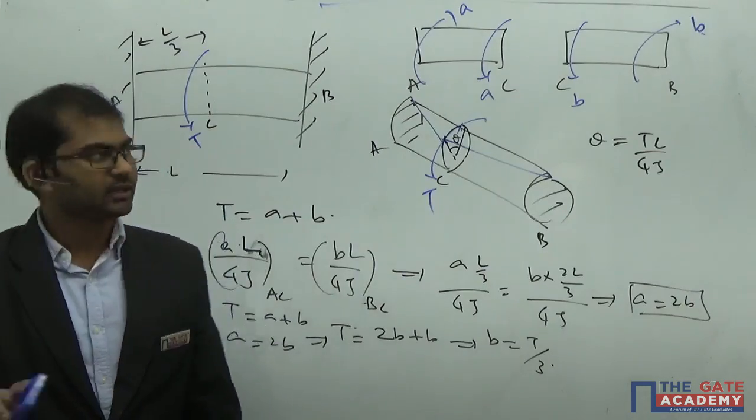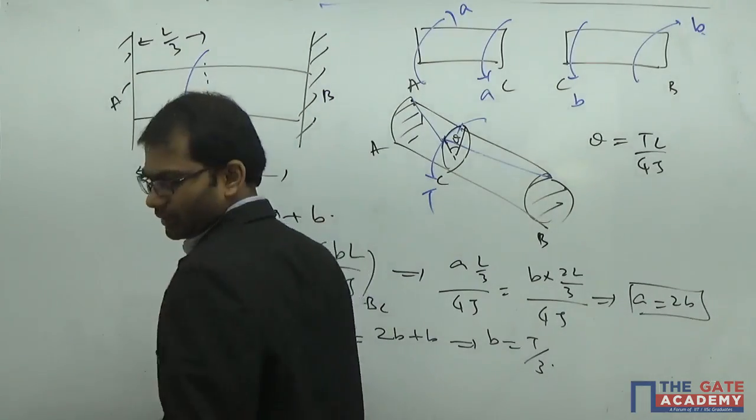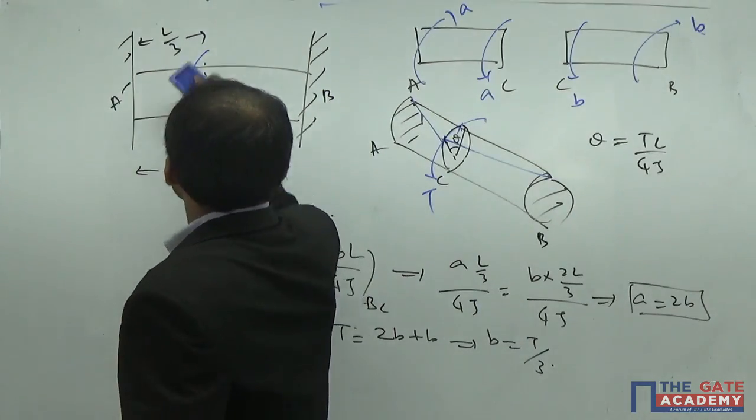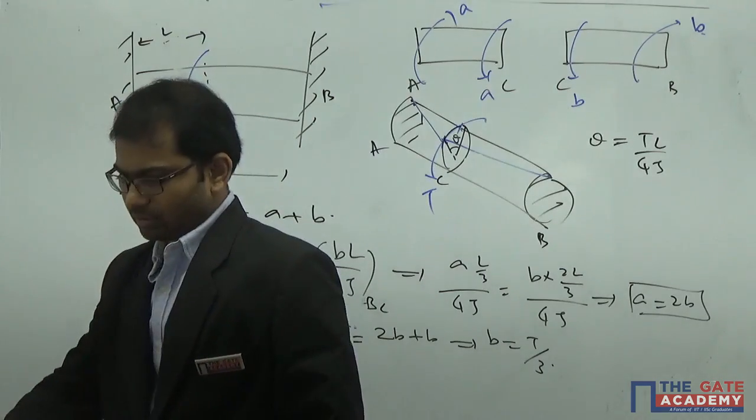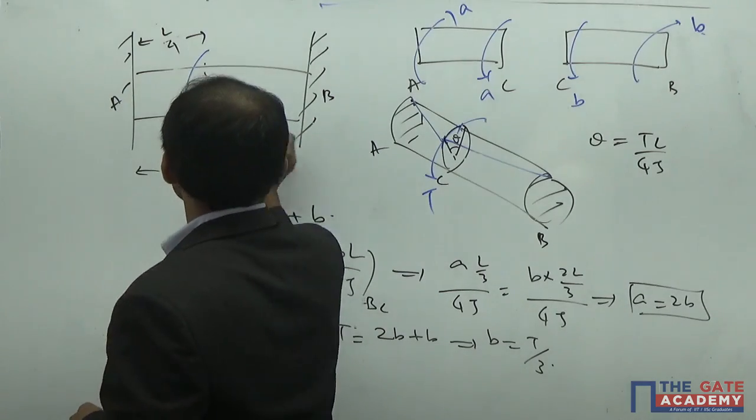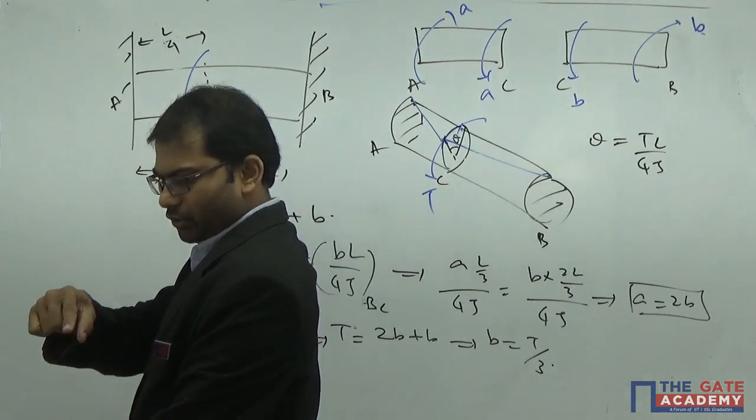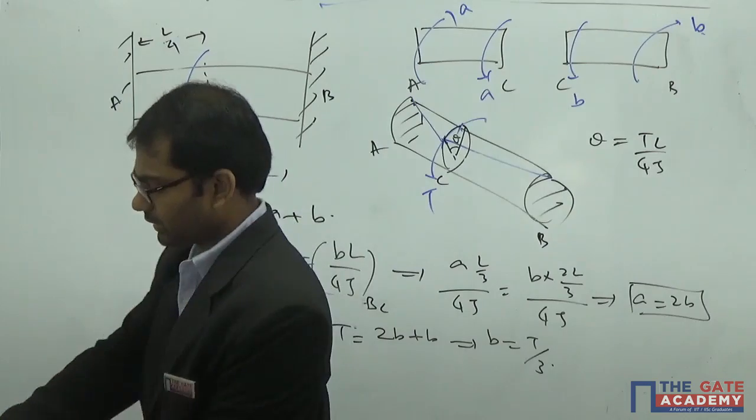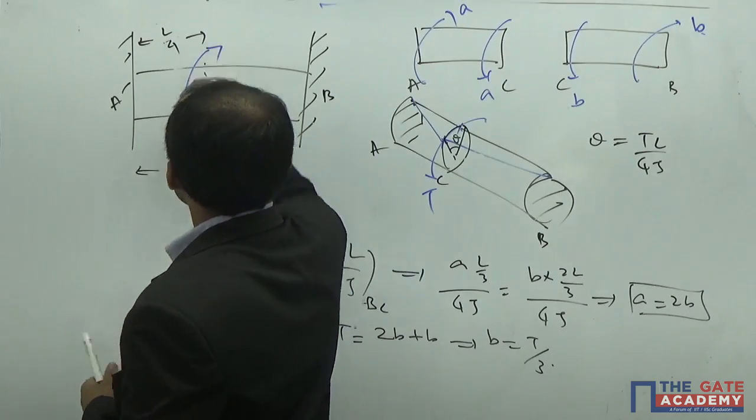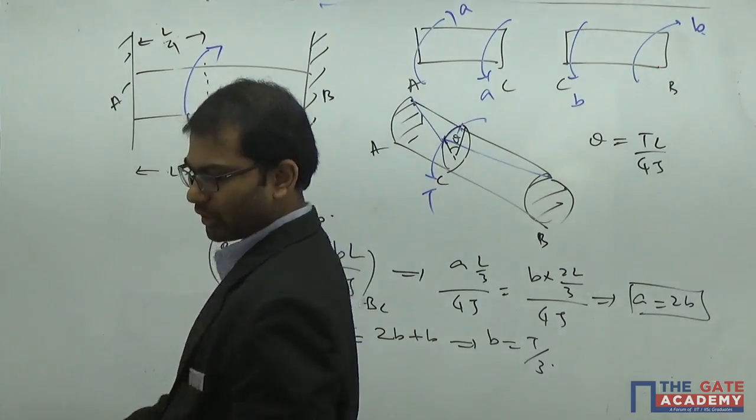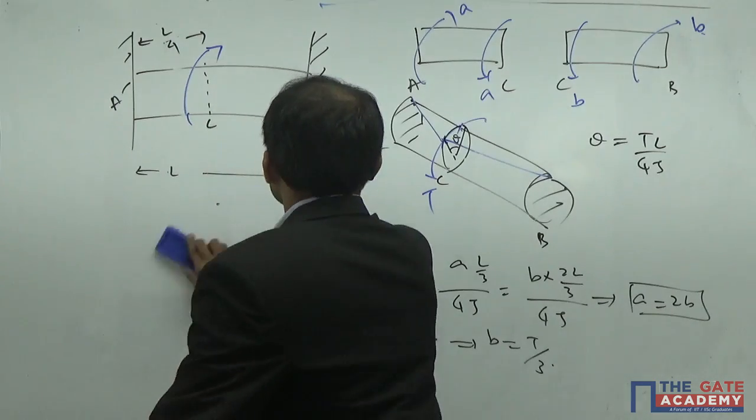Okay, this question I'm solving here. The diagram of this question is in this way. The length is L by 4 here, and this one is 3L by 4. The torque is shown acting in the clockwise direction. The torque value is called T naught here. Understand?